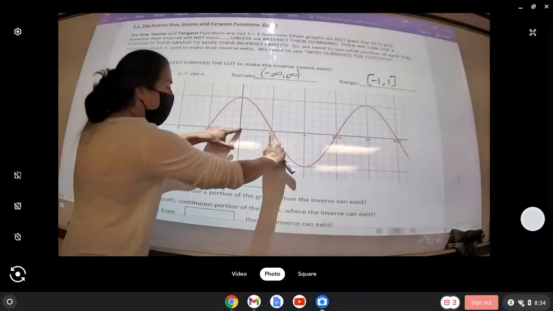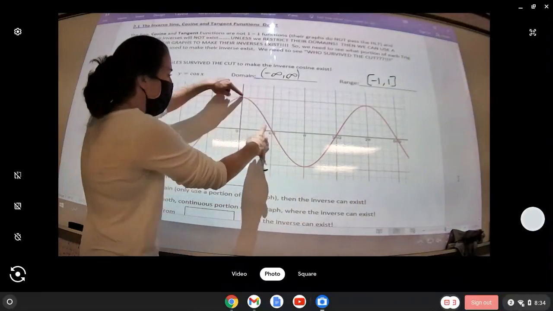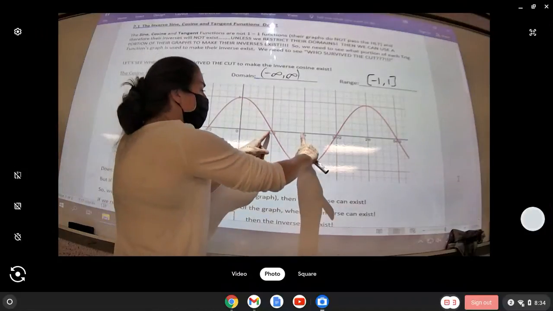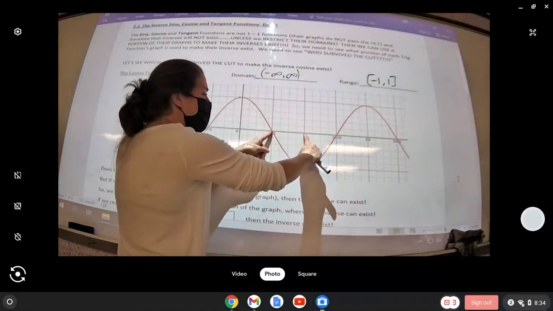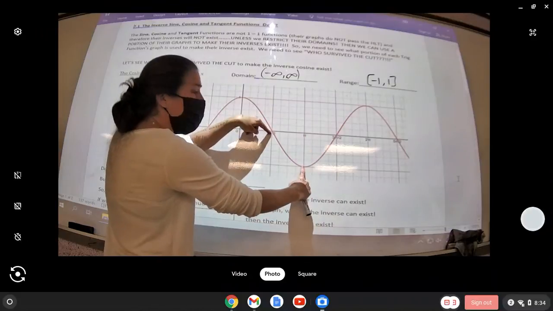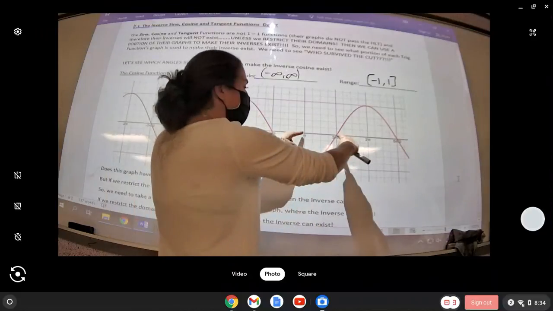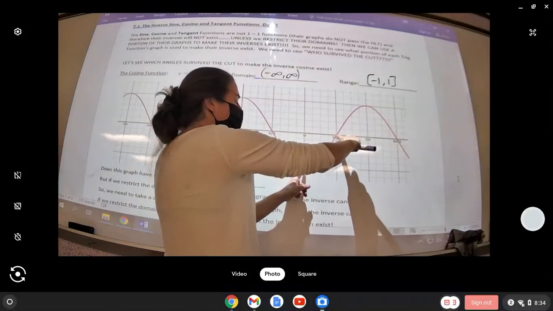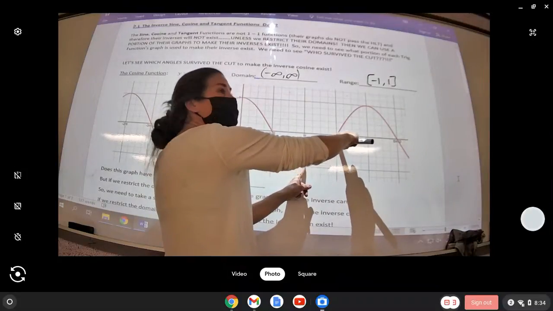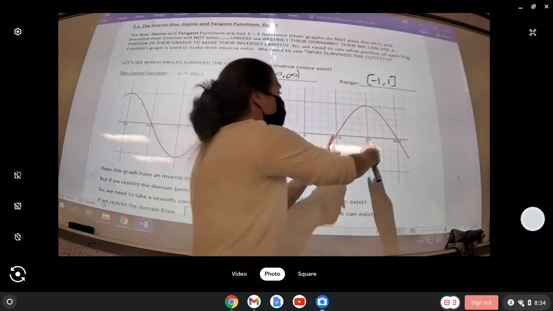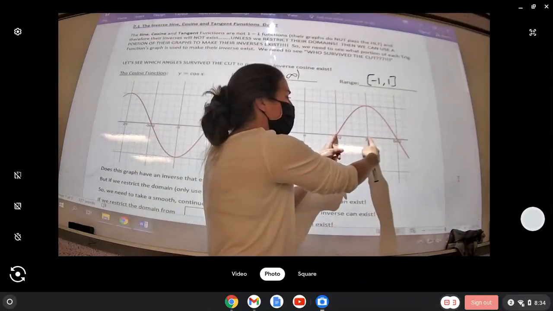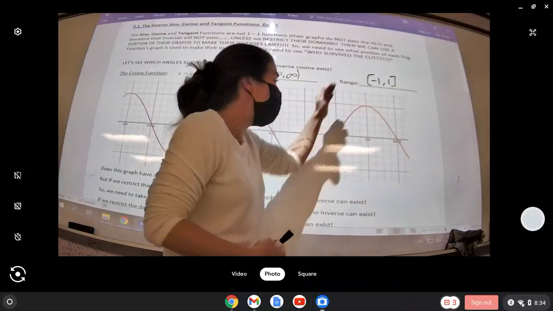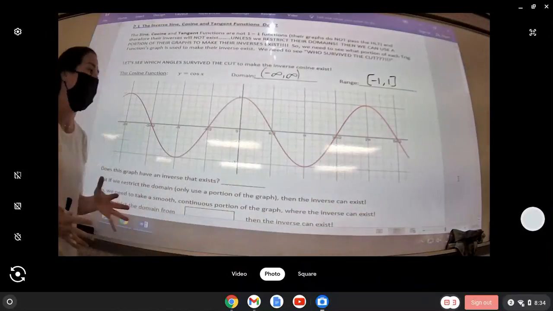All right, so look at how it works. You plug an angle between 0 and pi over 2 in, and a ratio between 1 and 0 comes out. You plug an angle between pi over 2 and pi in, and a ratio between 0 and -1 comes out. You plug an angle between pi and 3 pi over 2 in, and a ratio between -1 and 0 comes out. You plug an angle between 3 pi over 2 and 2 pi in, and a ratio between 0 and 1 comes back out. And now everything starts to repeat after that.